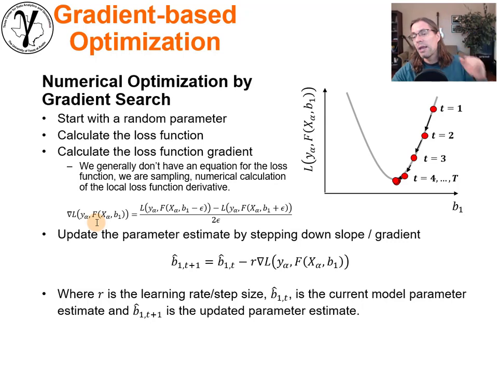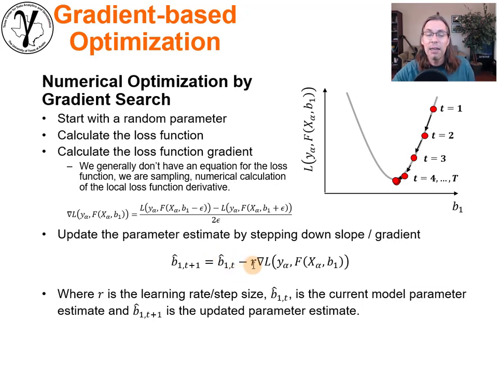or this way negative. Then we take that derivative and it's telling us which way is downhill. In fact, the positive derivative is taking us uphill. So what we'll do is take that previous value of the estimate of the parameter.